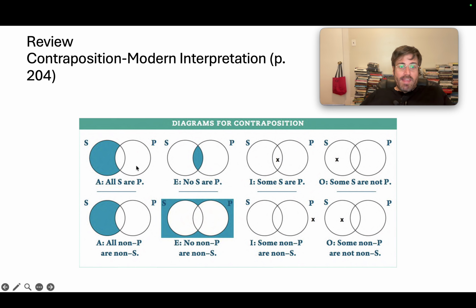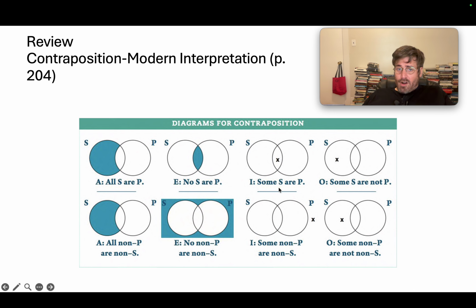We can see that the A proposition is a valid contraposition. All S are P becomes all non-P are non-S. I know that's a very clunky resulting sentence, but these are logically equivalent. A propositions are validly contraposed. The E proposition, unfortunately, is not validly contraposed. No S are P becomes no non-P are non-S. And as we can see in the shading in region 4 on the diagram, this is not logically equivalent to the E proposition, so this is not a valid inference.